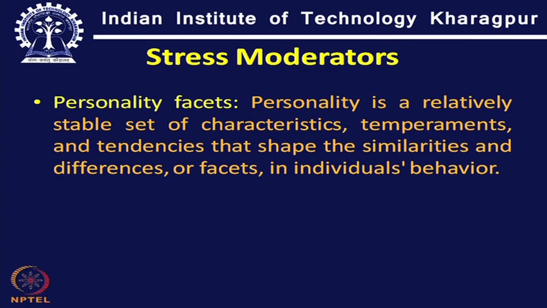Now, we will discuss some of the stress moderators, what moderates the level of stress that is experienced by a particular individual in an organization. Of course, the primary moderator is the personality facets. Personality is a relatively stable set of characteristics, temperaments and tendencies that shape the similarities and differences in individuals' behavior patterns. How we are prone to see and interpret certain things will define whether we see certain aspects in our life as stressful or not.